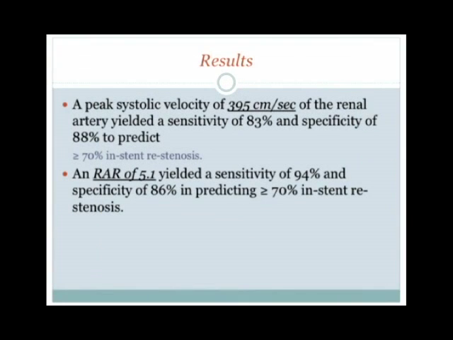This group found that if they chose a peak systolic velocity of 395, they were able to have a sensitivity of about 83% and a specificity of 88%, which is pretty good, to predict a 70% in-stent restenosis in their group. A renal aortic ratio of 5.1 also yielded a 94% sensitivity and 86% specificity in trying to predict at least a 70% in-stent restenosis in their group of patients.